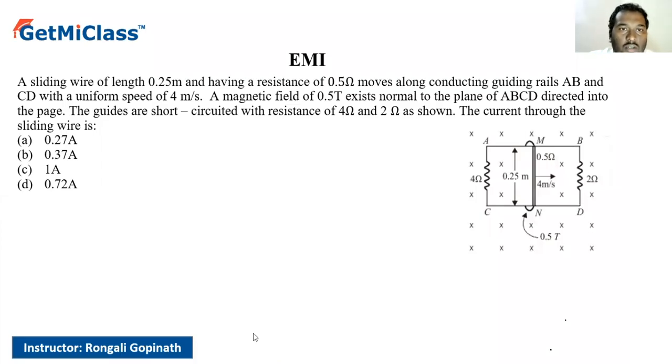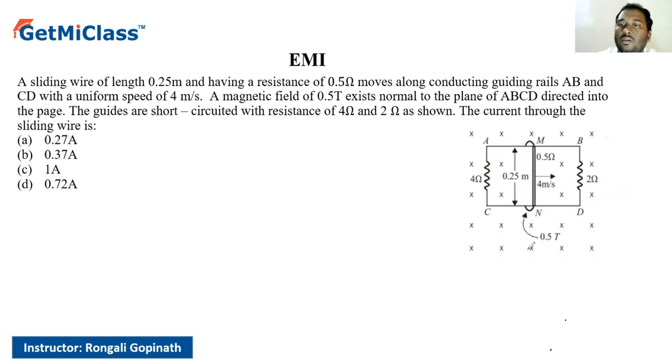A sliding wire of length 0.25 meter and having a resistance of 0.5 ohms moves along conducting guiding rails AB and CD with a uniform speed of 4 meters per second. A magnetic field of 0.5 Tesla exists normal to the plane of ABCD, directed into the page. The guides are short-circuited with a resistance of 4 ohms and 2 ohms as shown. The current through the sliding wire is.